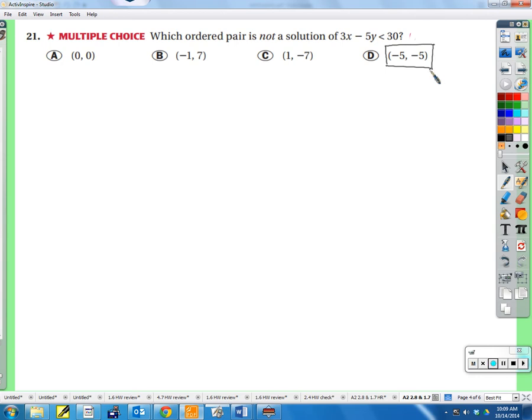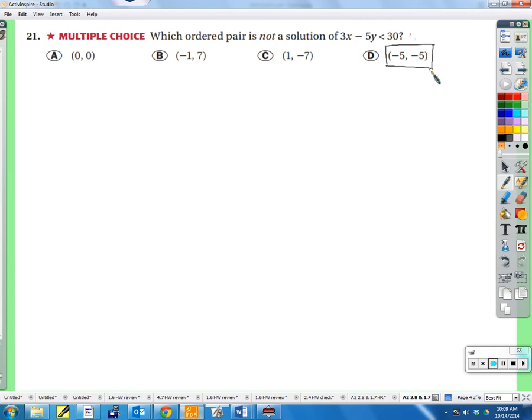So if that ordered pair is a solution, that means that I plug it in for x and y and it's true, whether this be an inequality or an equation. Whatever the statement is, if it's a true statement, then what I plugged in was a solution. If I plug it in and it's false, it's not a solution, yeah?